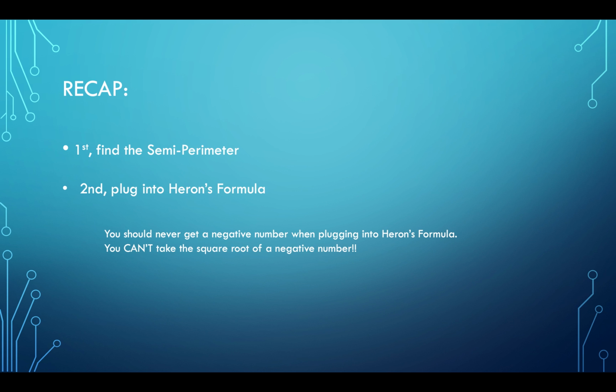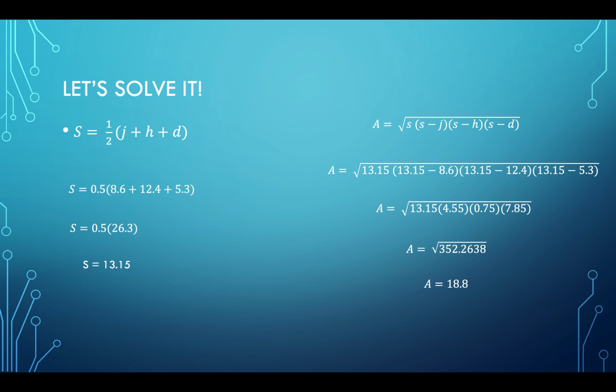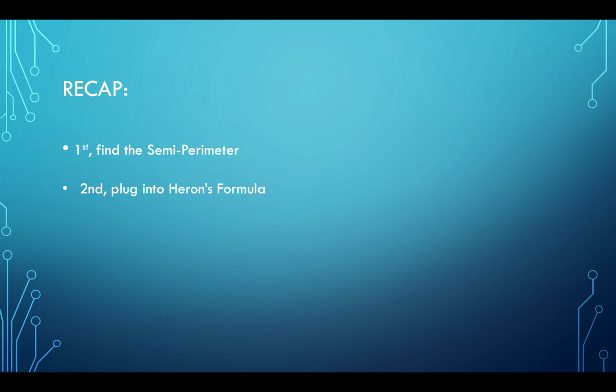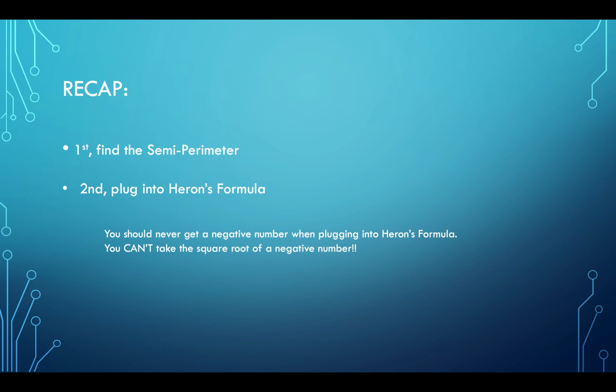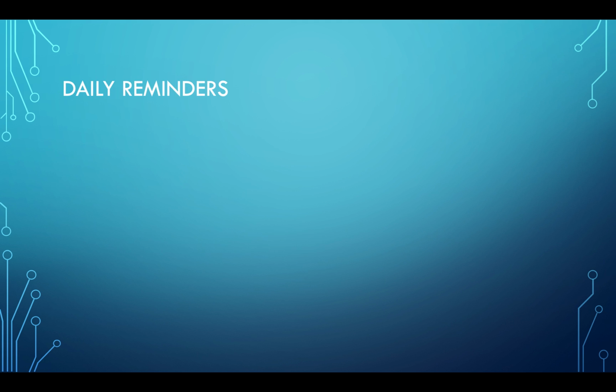So in your subtraction, I'll show you, if at some point over here we did by accident 8.6 minus 13.15, we would get a negative 4.55. It should always be S, our semi-perimeter, minus the side. So once again, you can never take the square root of a negative number. If you get a negative number, we probably did something wrong.